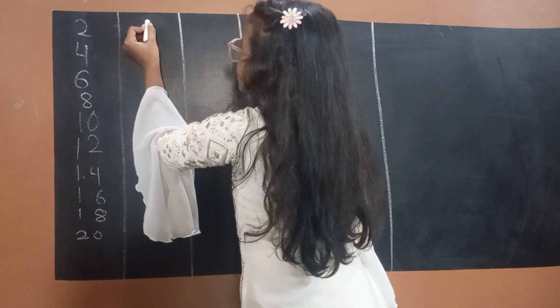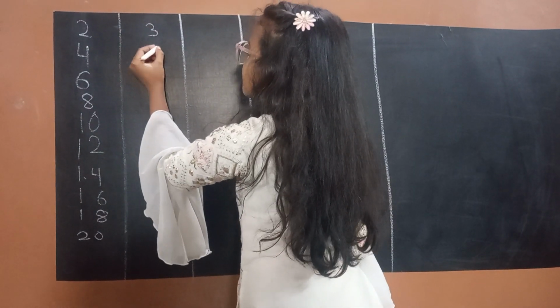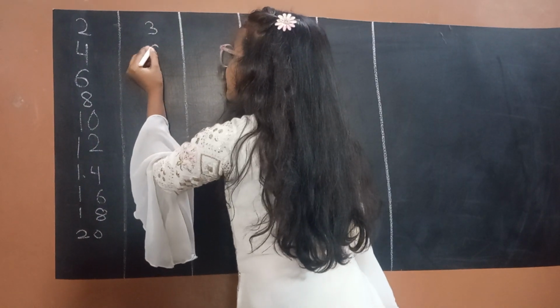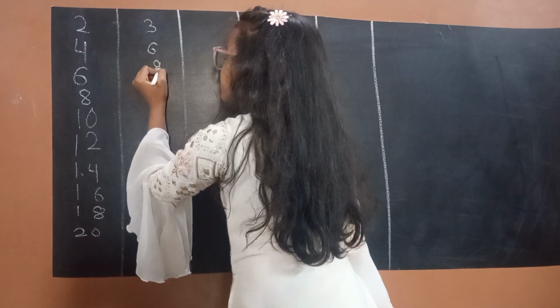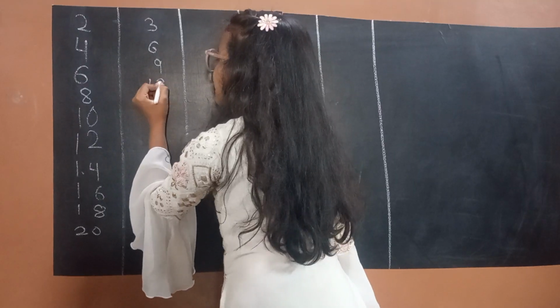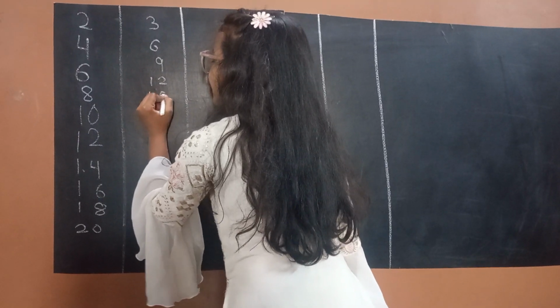Now 3. 3 1s are 3. 3 2s are 6. 3 3s are 9. 3 4s are 12. 3 5s are 15.